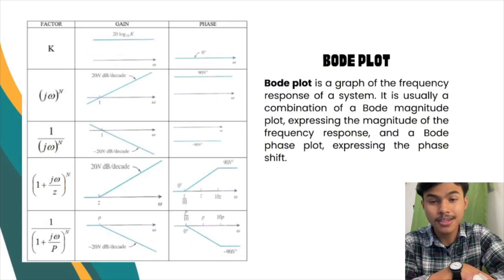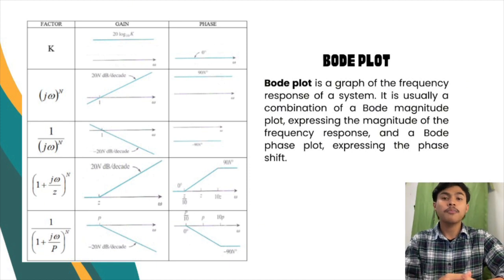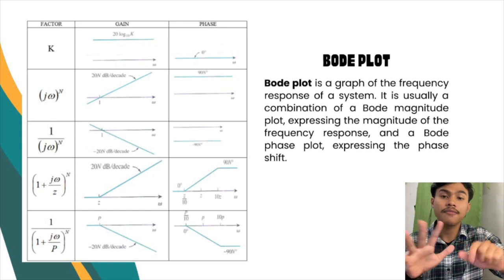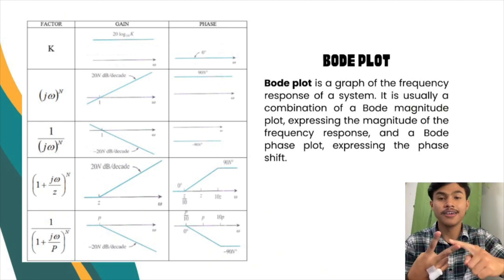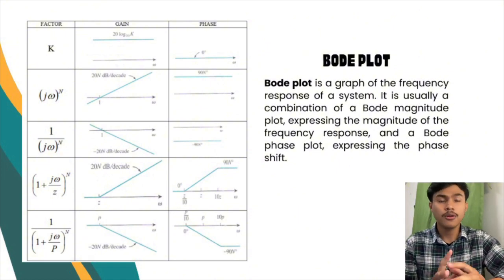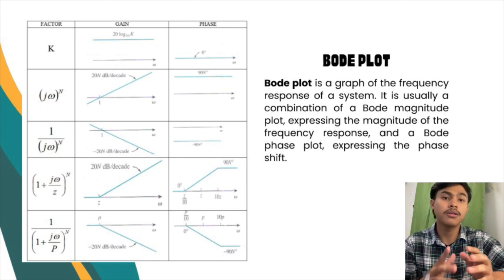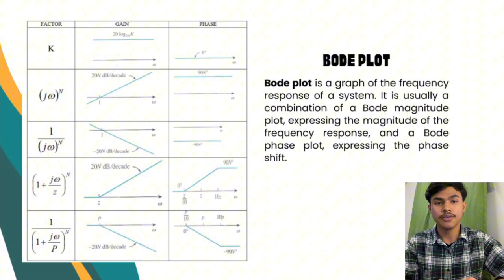So for the next part, I will explain what a Bode plot is. Basically, a Bode plot is divided into factors and each factor is divided into two, gain and phase. So, what is a Bode plot? A Bode plot is a graph of the frequency response of a system. It is usually a combination of both a magnitude plot, expressing the magnitude against the frequency response, and a phase plot, expressing the phase shift.